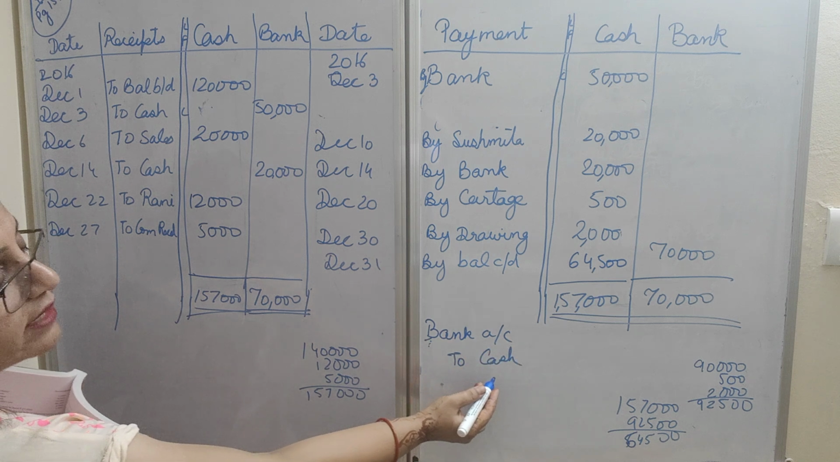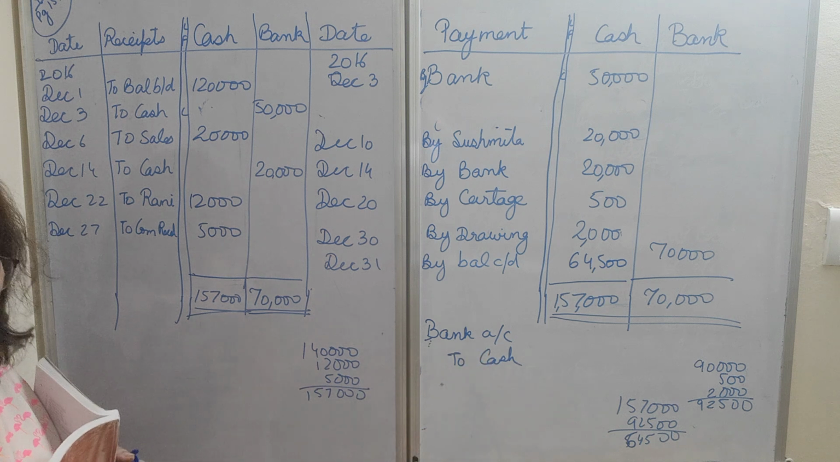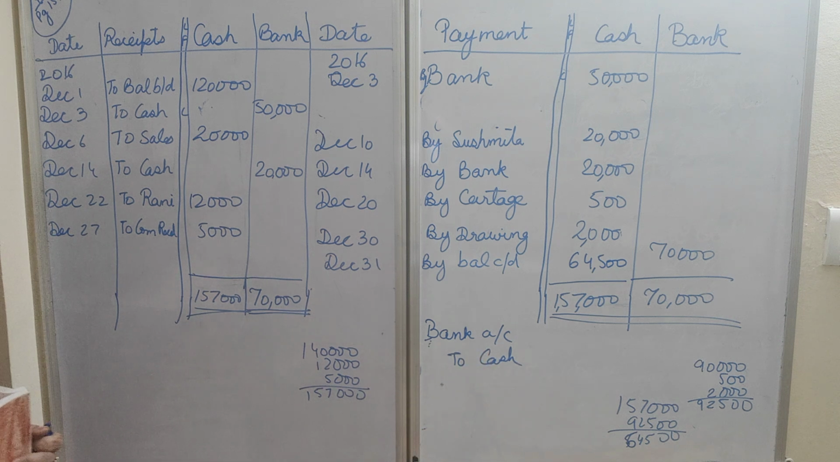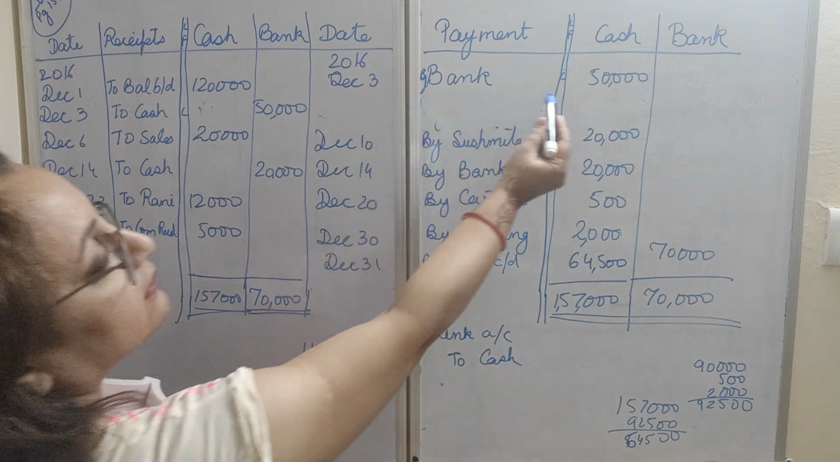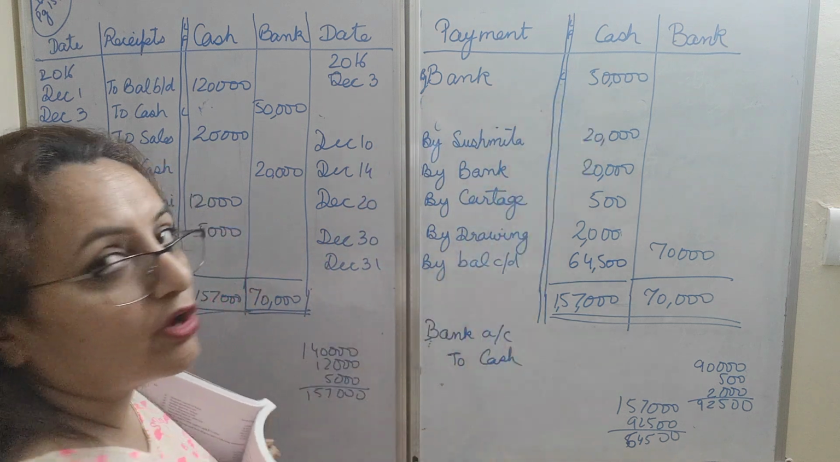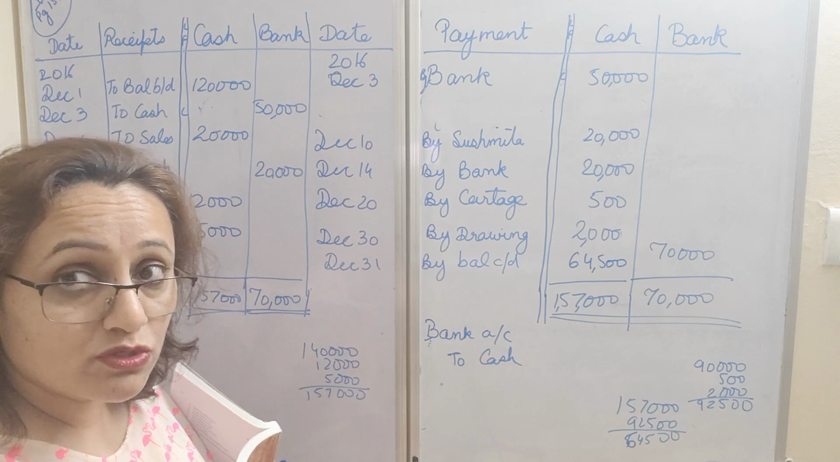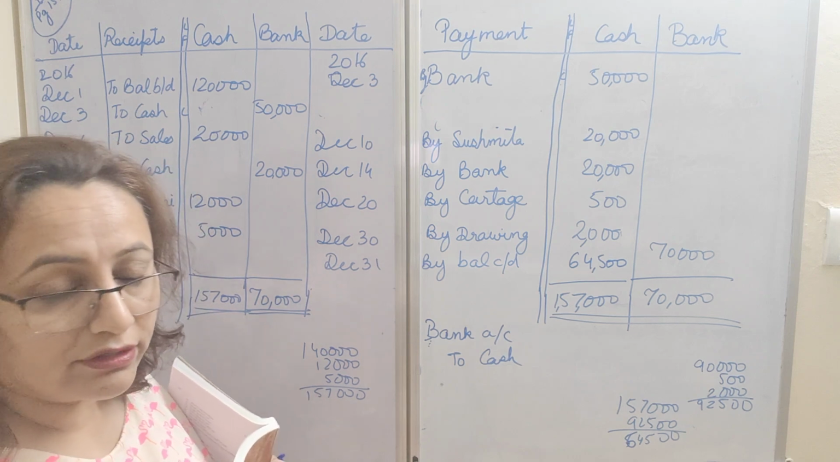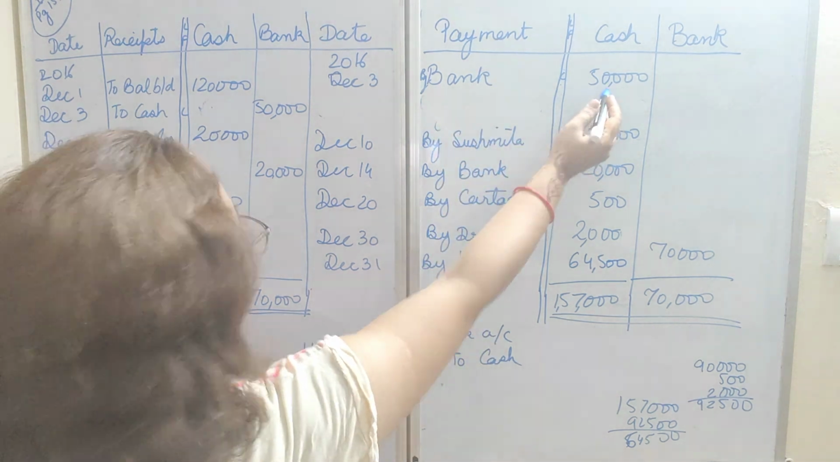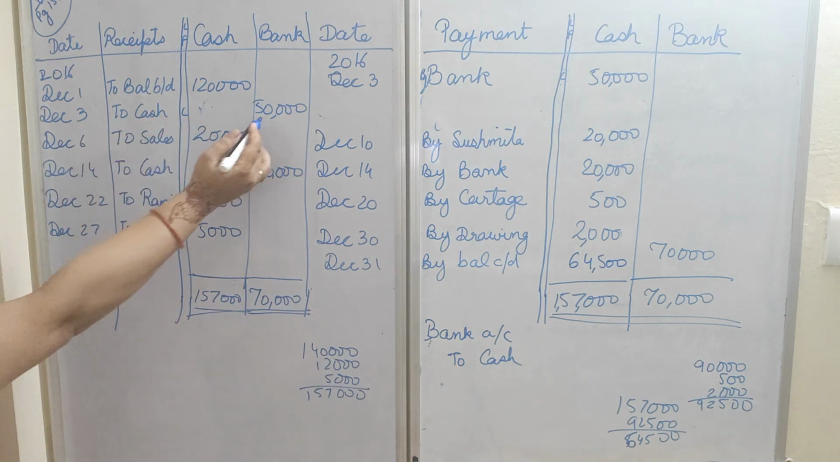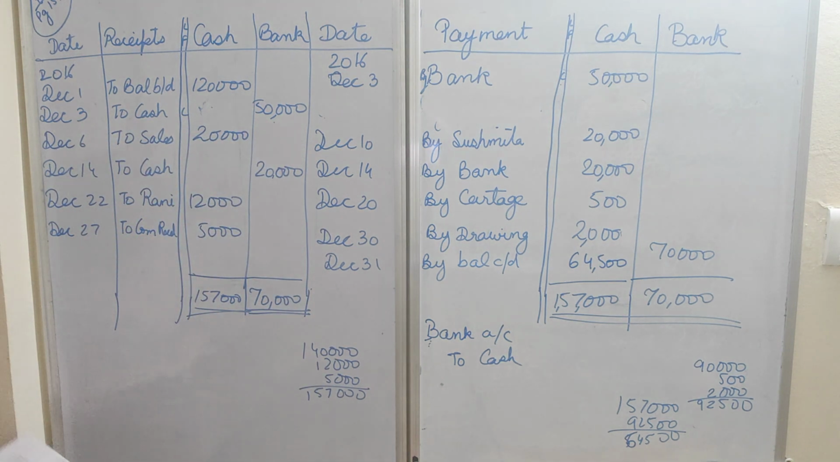On the debit side, bank will come and the amount will go in bank column, because bank is actually the receiver. So by bank, we will write C over here in the LF column, so that your teacher comes to know that it is a contra entry, right? So by bank 50,000 and then to cash in the bank column 50,000.